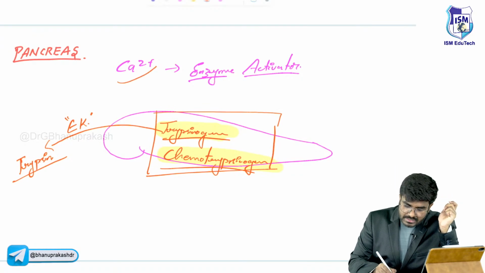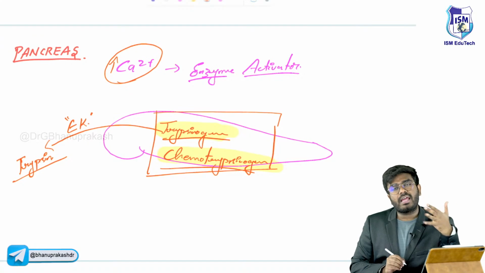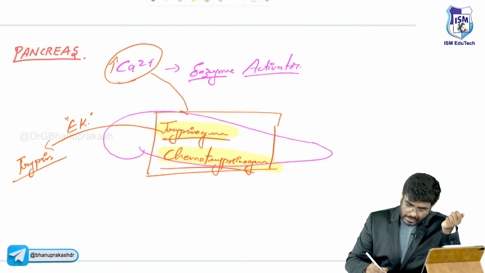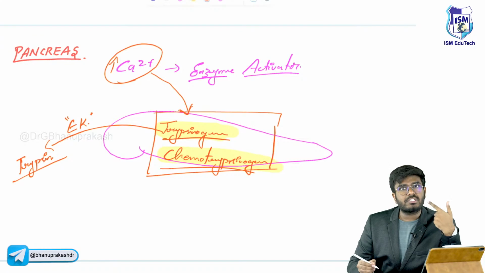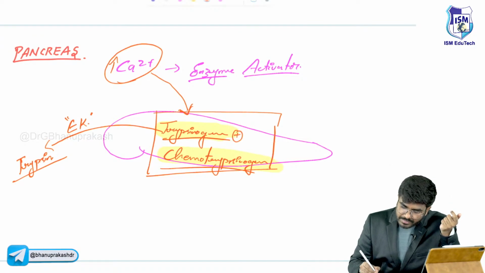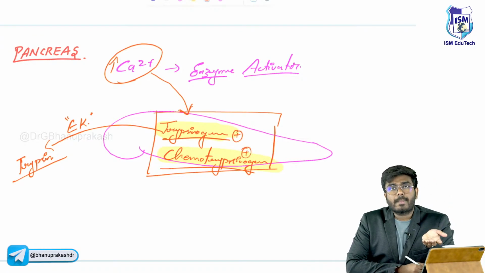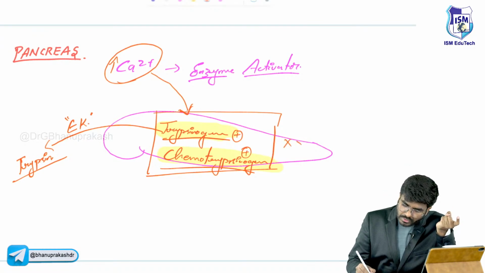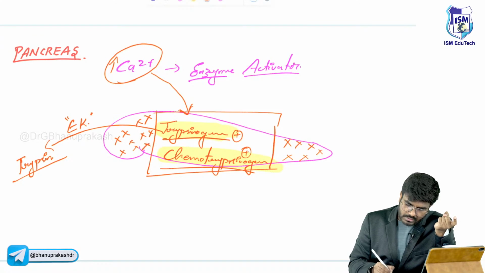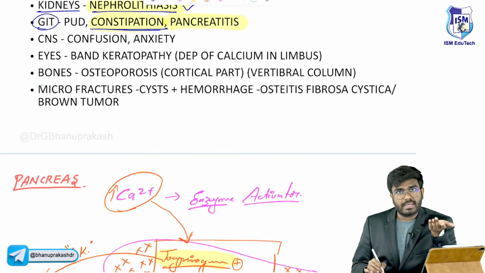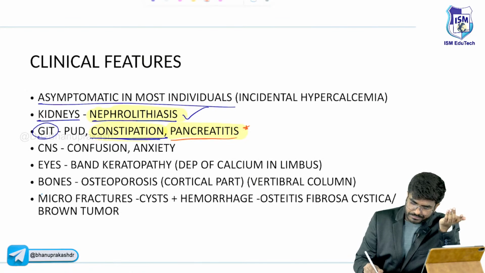But in conditions where you are having hypercalcemia, the excessive calcium can activate these enzymes in the pancreas itself. Calcium is an enzyme activator. So within the pancreas itself, trypsinogen is converted into trypsin, and chymotrypsinogen is converted into chymotrypsin. Now the activated enzymes will start to digest the pancreas and cause damage to it. This is called autodigestion of the pancreas, leading to pancreatitis.